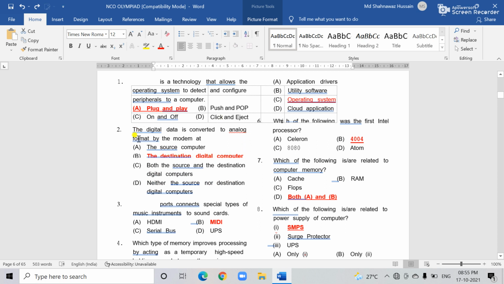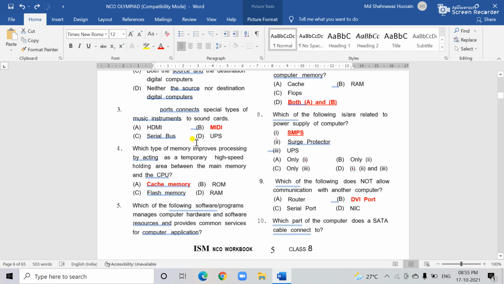The correct answer is B, the destination digital computer. Why? Because the question is about digital data converted to analog format. When you send a message, suppose you're sending 'how are you?', this message is converted to analog from digital format. So this is the destination digital computer. This is the correct answer.